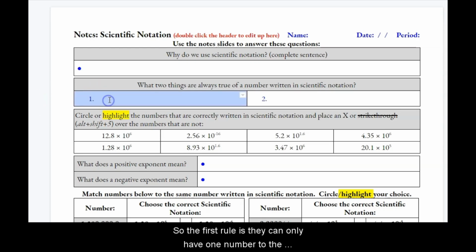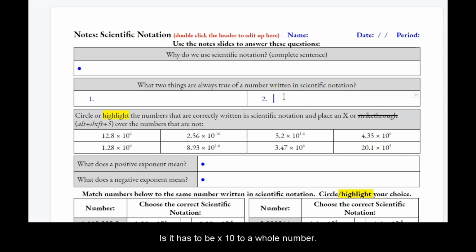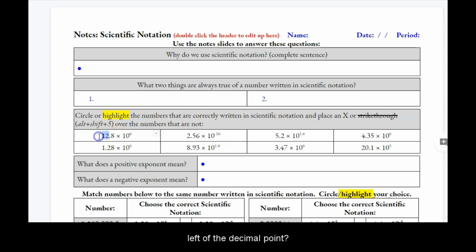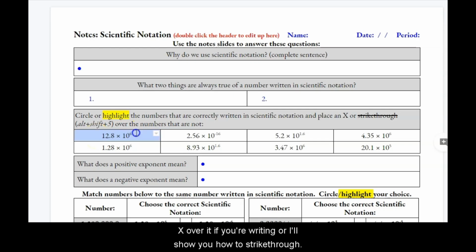So the first rule is they can only have one number to the left of the decimal point. The second rule is it has to be times 10 to a whole number. So let's take a look at these and find out which ones are not correct. If you look at this, does this only have one number to the left of the decimal point? If it does, circle it. If it doesn't, then you're going to place an X over it if you're writing, or I'll show you how to strike through.